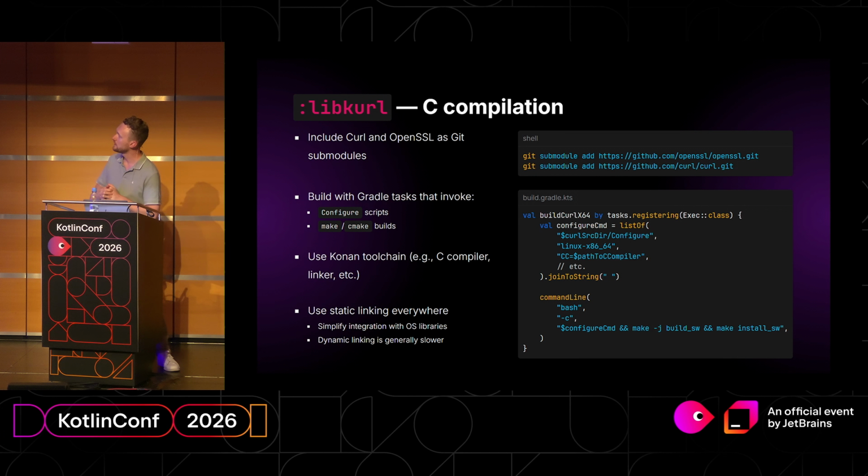And then also I decided to use static linking because generally static linking is faster than dynamic linking at runtime, because there's not a lot of dynamic loading of modules or searching of paths to find your dependencies. They're all just built into one binary. And then it also simplifies integration with the OS level libraries. I don't have to worry about dynamically finding the pieces of code that I need from the OS. I can just rely on them all being in that binary itself.